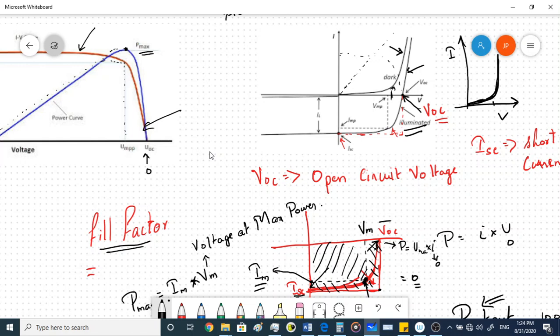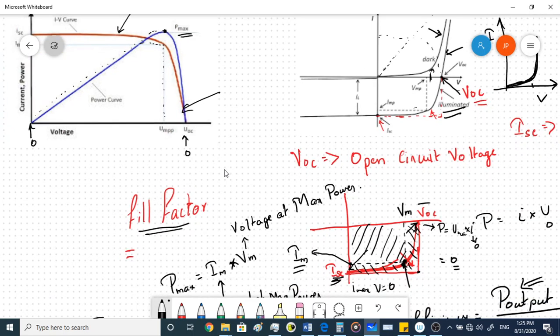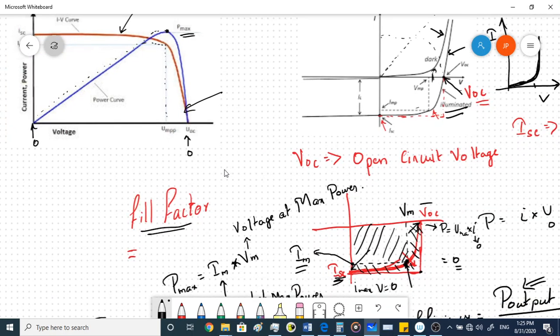And so it is important to maximize both voltage and current. That should be an optimum, because our power output is basically the product of these two. And I hope that's all with the IV curve.